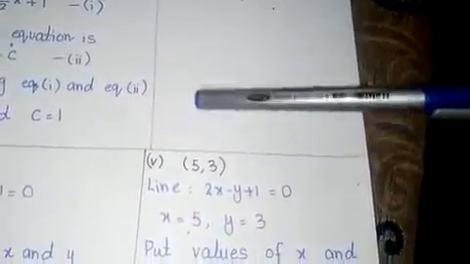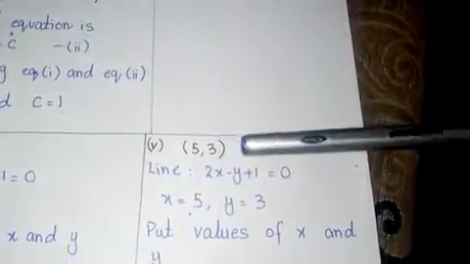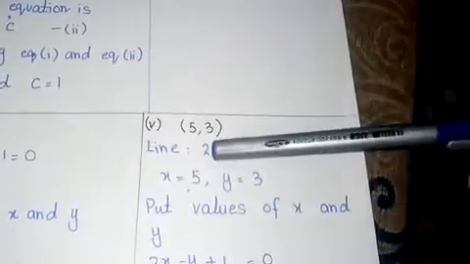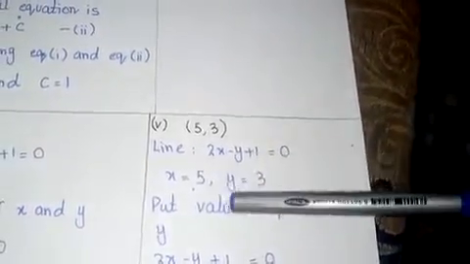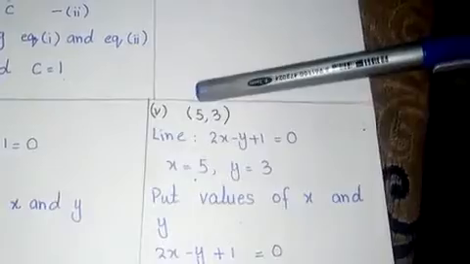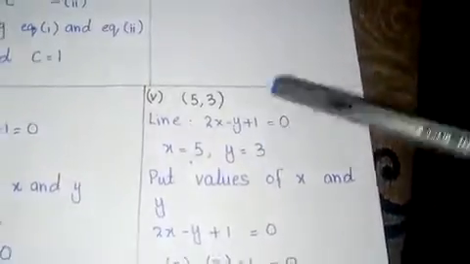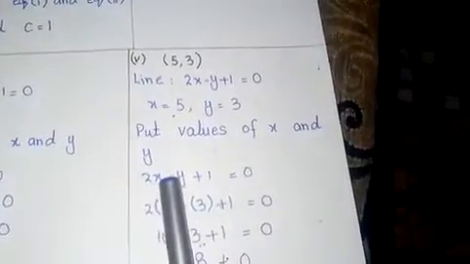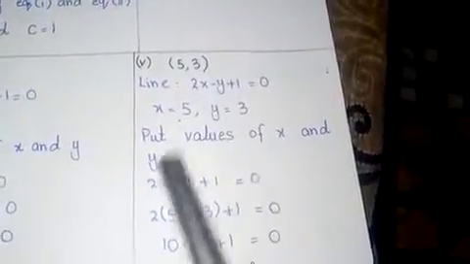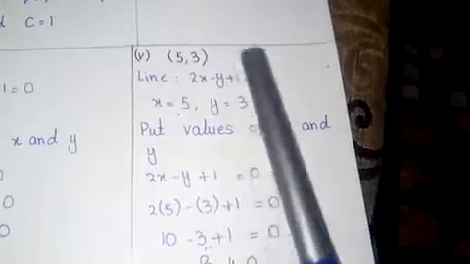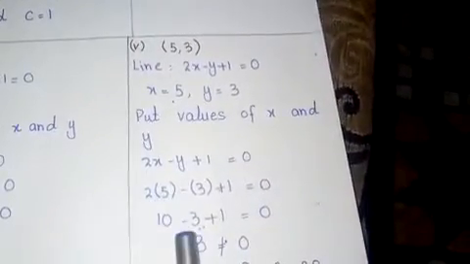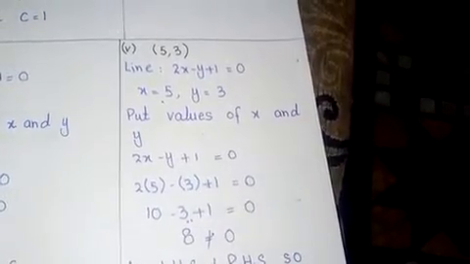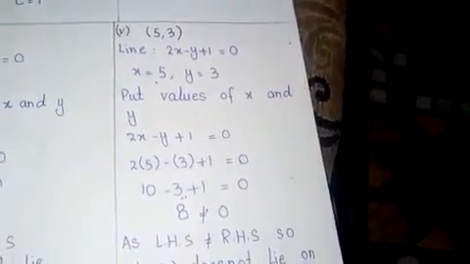The next part is 5 and 3. Again I have made the summary. First of all, I have written the line. Here is the line. Then I have written the values of x and y. The first value is x, second is y. Now put these values in the equation. Write the equation again. Here in place of x I have put 5, and in place of y I have put 3. So solve it. 5 2s are 10, minus 3 plus 1. After solving all this I get 8. 8 is not equal to 0.